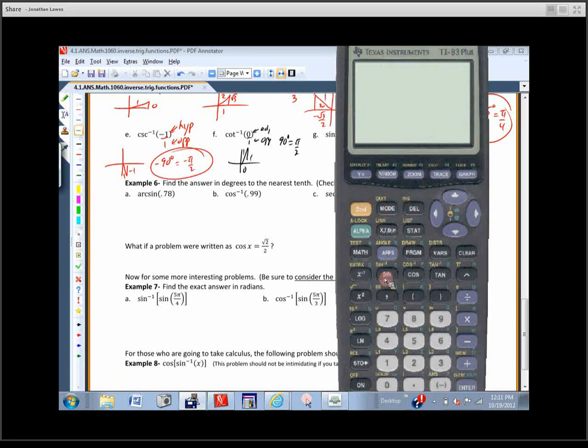So all I need to do is, it's an arc sine or a sine inverse. Before I plug it into the calculator, remember I said don't plug anything into your calculator unless you know what to expect. Is this okay to plug in a decimal between -1 and +1? It is. That's within the range of sine inverse. So I'm going to put in the 0.78.